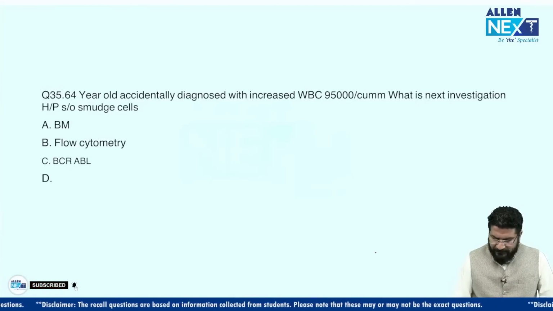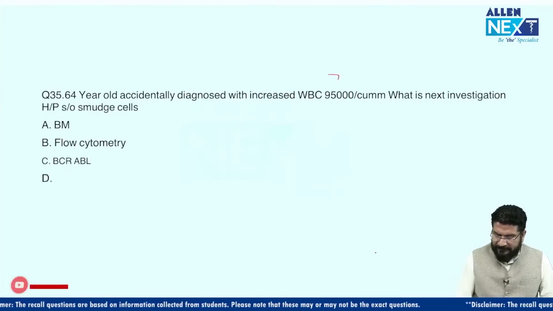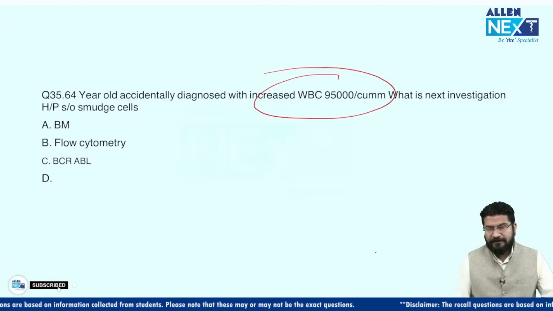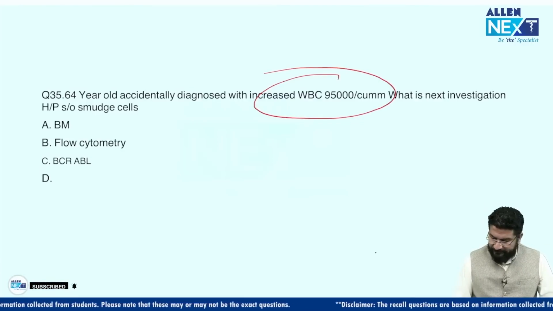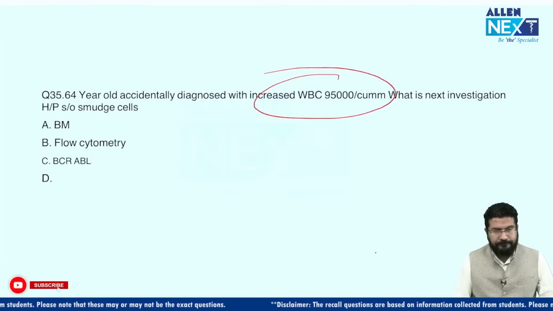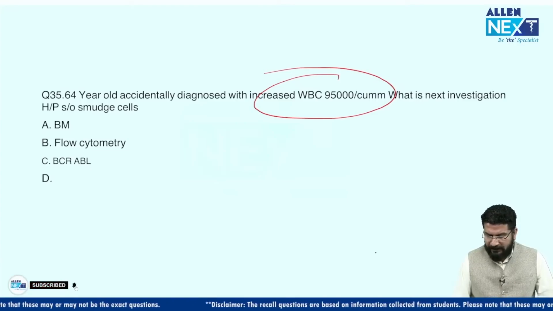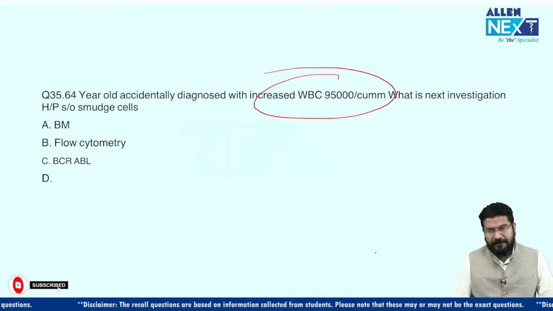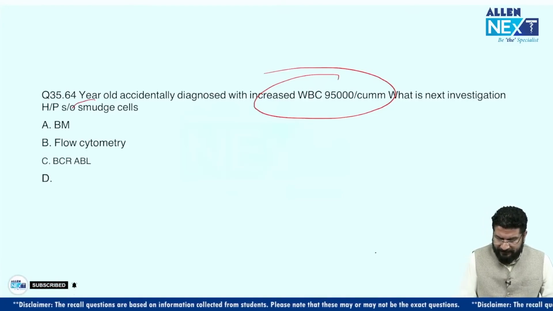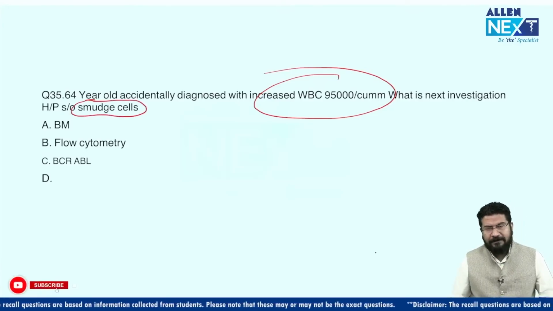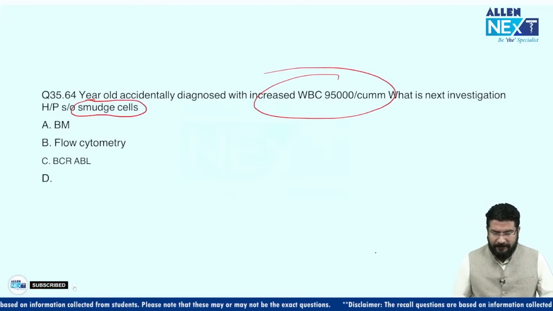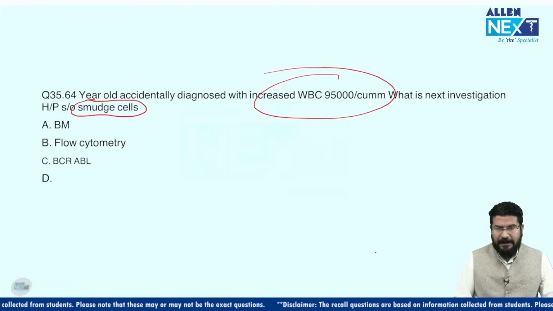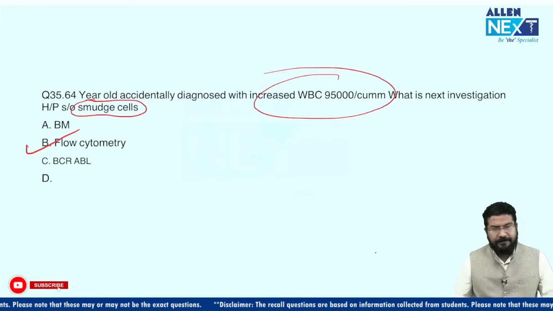Okay, now this was a question. A 64-year-old accidentally diagnosed with increased WBC. A person who has a high WBC count, diagnosed accidentally. Next investigation? This is like a leukemia in an old patient. This could be CML, this could be CLL. But they are showing smudge cells here, so when they mention smudge cells, this is a case of CLL. In CLL, how do we make a diagnosis? We make the diagnosis by doing flow cytometry. Simple.